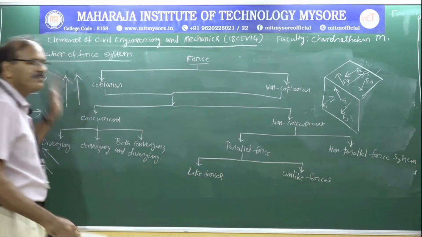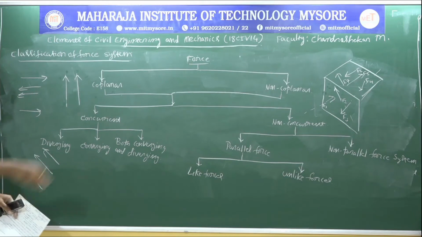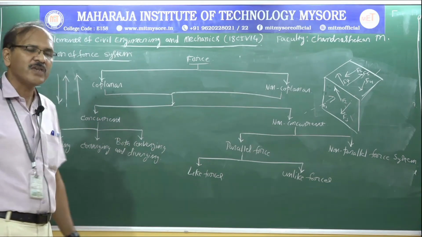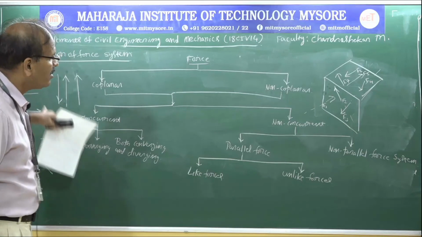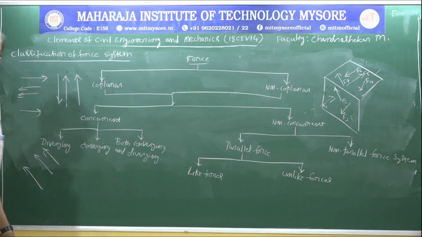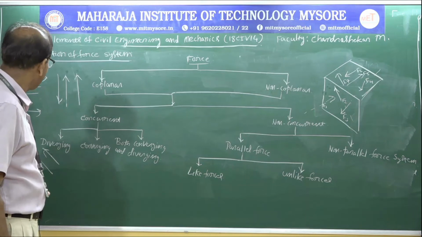Similarly here, if I draw another force like this, they are not acting in the same direction. Of course they are parallel, but they are not acting in the same direction. So it is called a coplanar, non-concurrent, parallel, unlike force system. I hope this is clear.